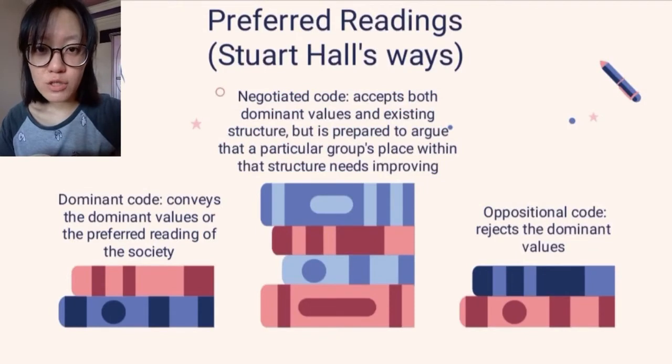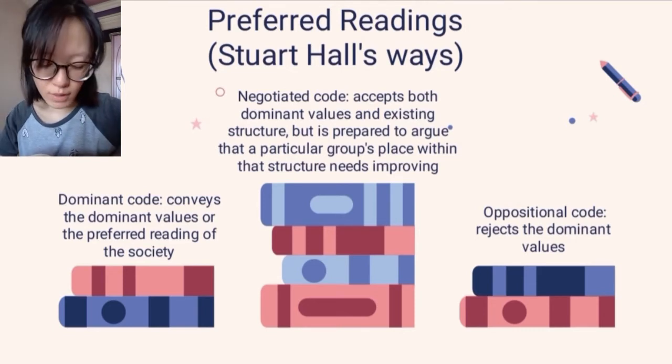Stuart Hall mentioned 3 ways to decode mass media messages. The first one is dominant code. Dominant code conveys the dominant values or the preferred reading by the society. So, to conclude, dominant code is where the readers fully accept what the media say. In the photograph, the dominant code is that the police are our representatives. They are supposed to maintain our free society, while the blacks are the criminals.